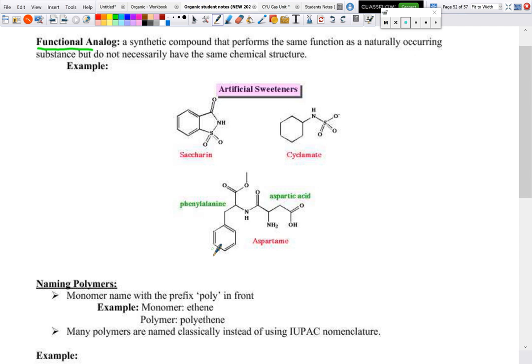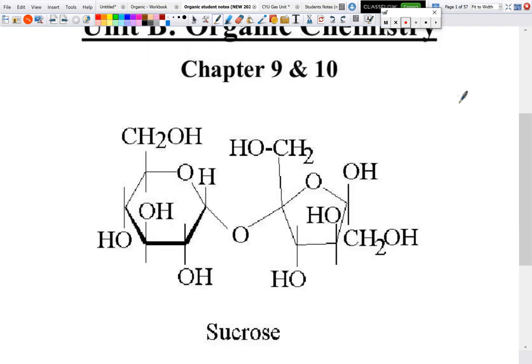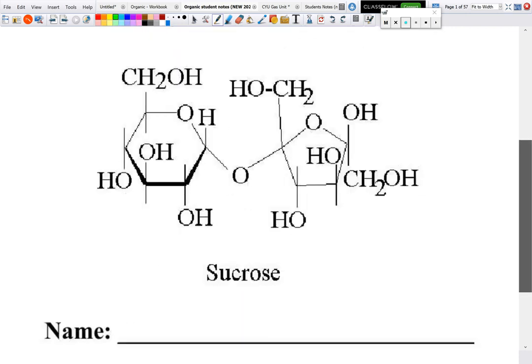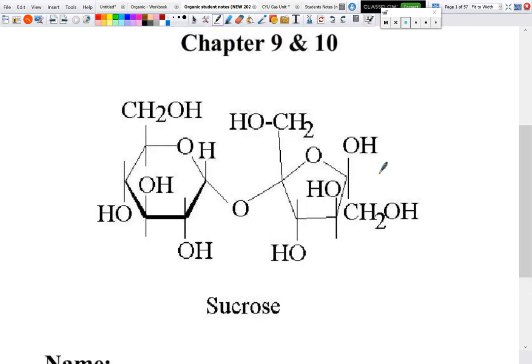Now, if you're curious what sugar looks like, just flick to the cover page of your organic notes. This is what sucrose looks like. We can tell even looking at this molecule, which is literally on the cover page of your notes, that those artificial sweeteners look nothing like our normal sucrose molecule. But they do have the exact same function. That means they sweeten things, although they're all completely different.